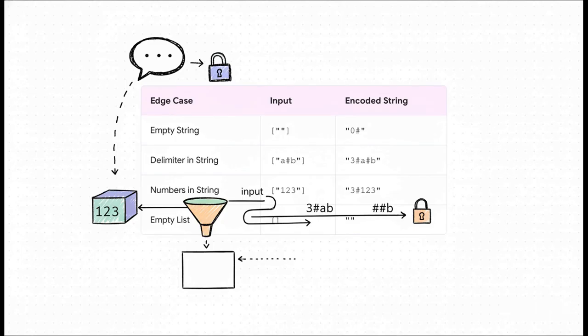What about an empty string? No problem. It just becomes 0 and hash. What about our old enemy, the delimiter inside a string, like a hash b? Easy. It becomes 3 hash a hash b. The decoder sees the 3, grabs a hash b, and doesn't even blink. A string made of numbers, like 1, 2, 3, encodes to 3 hash 1, 2, 3. Perfect. And what if you start with an empty list? Well, you just get an empty string back. It handles every single one of these tricky cases flawlessly.